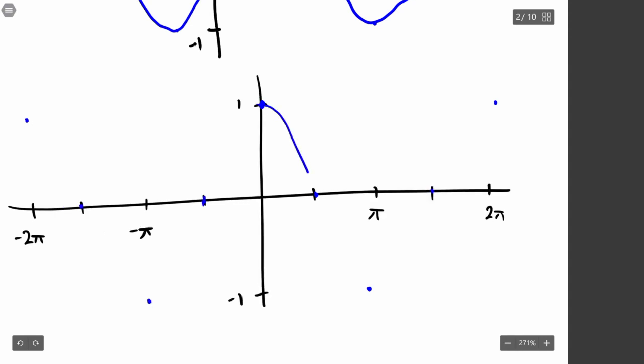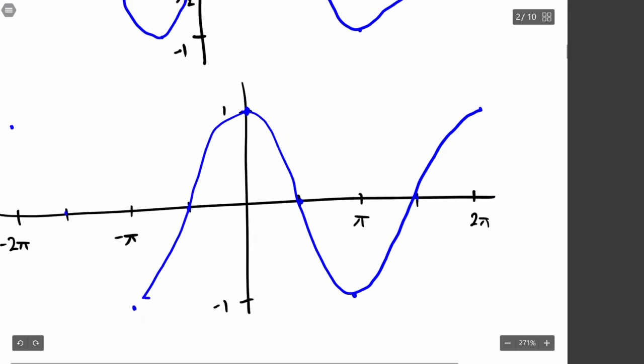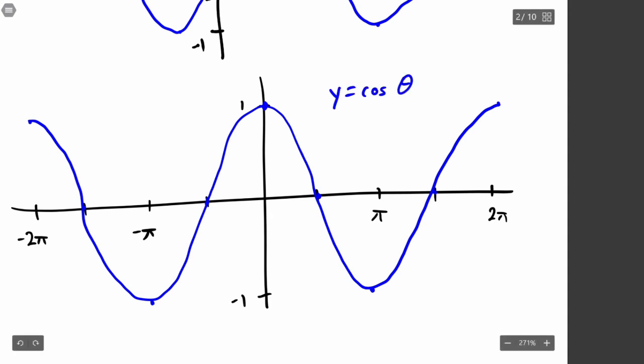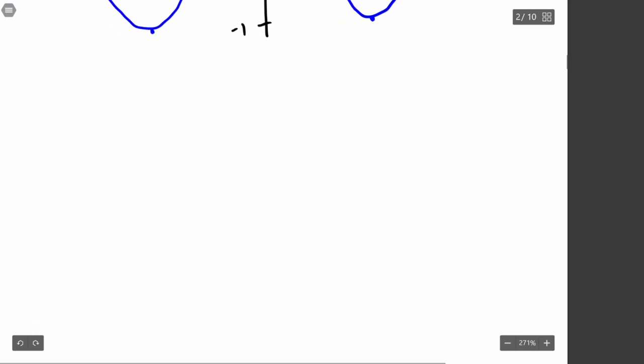So we end up with a rough sketch, but it would be our y equals cosine theta graph. Okay, so now you might wonder, what about tangent? Tangent's a little bit weird, but still completely doable. Now I'll let you think about these. Think about how you get the values of sine and cosine, and then think about how you get your tangent values.